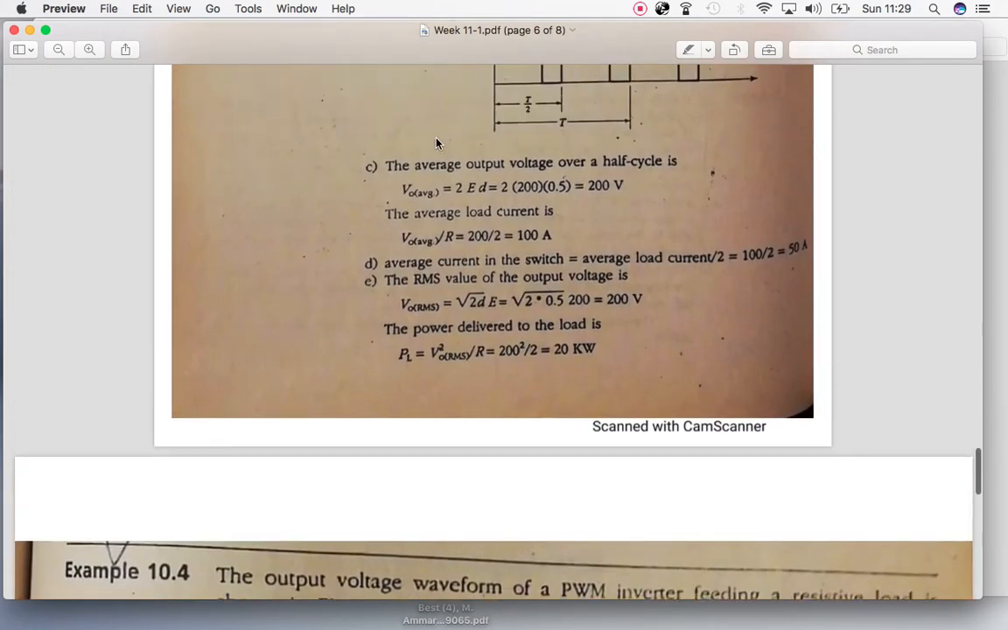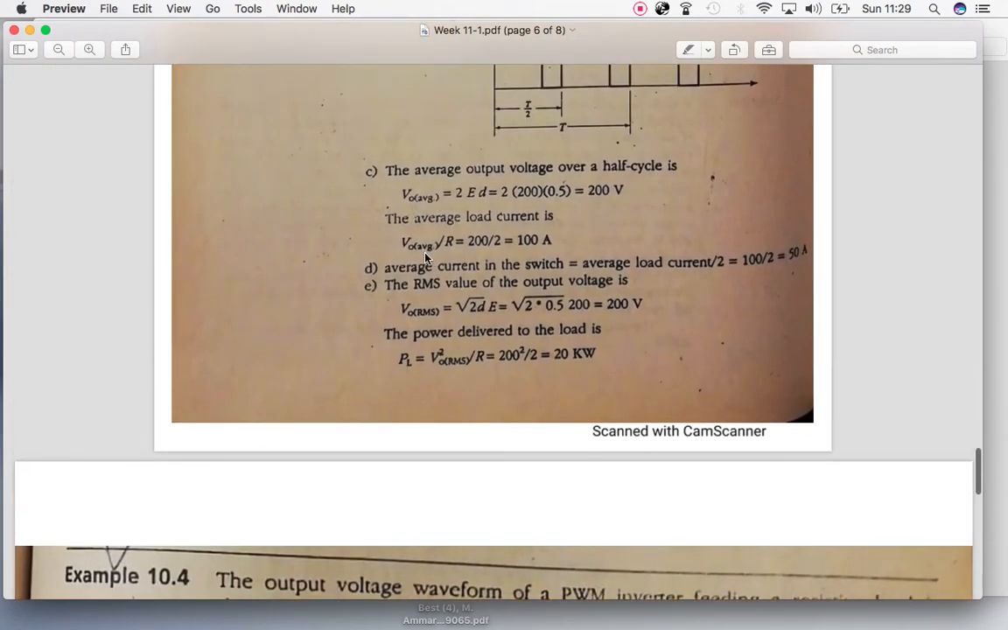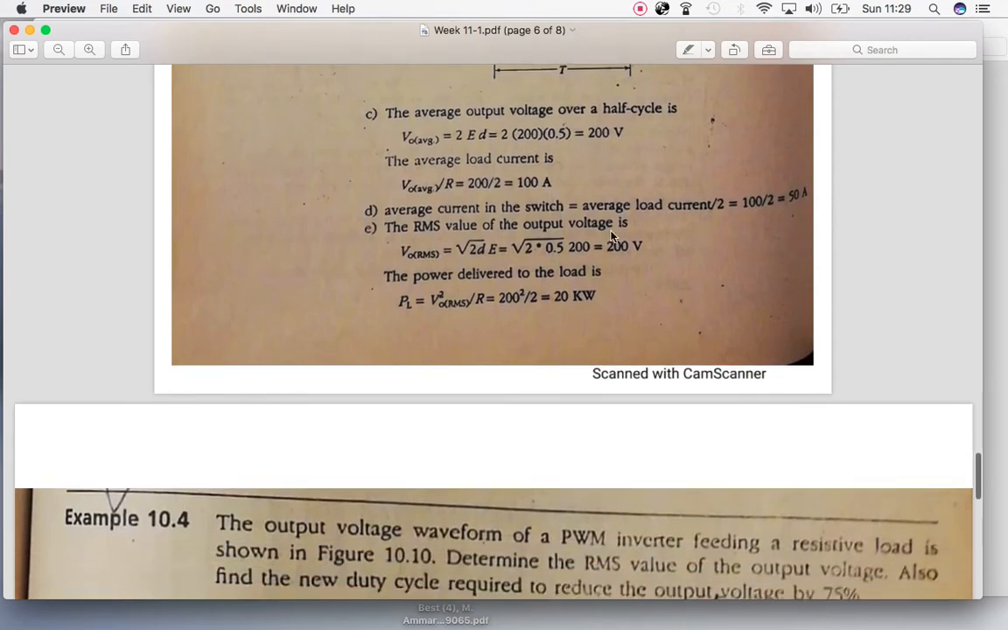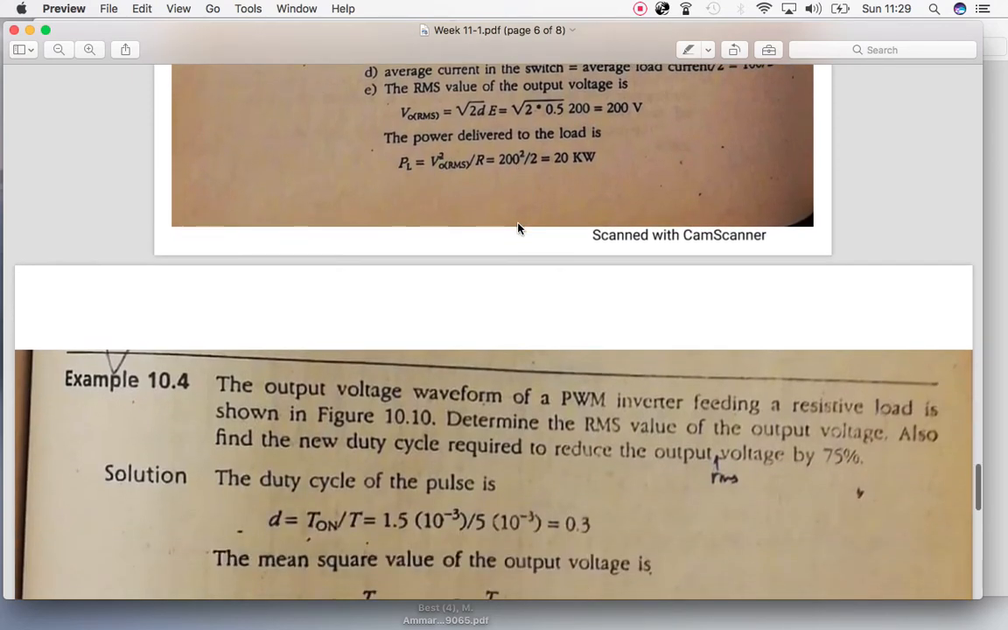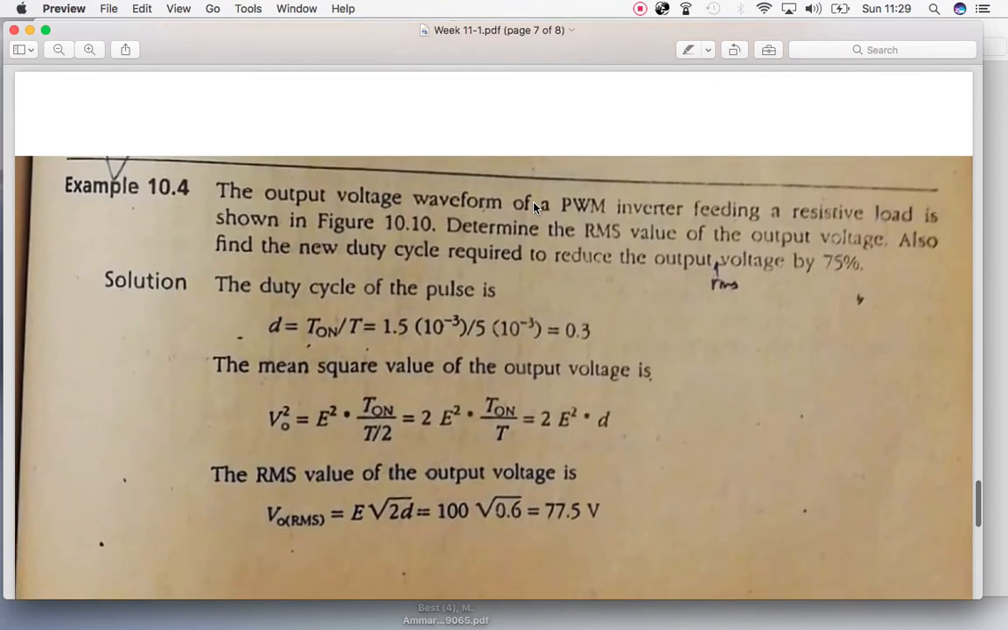And then we have to calculate the average load current. For that we calculate the average output voltage by this formula, and divide it by the resistance to get the average load current. The current passing through each switch: because we have two half cycles, one in the positive and the other in the negative direction, the current will be divided by 2 with this formula, and the current passing through each switch will be 50 amps. Then you can calculate the VRMS voltage with this formula, and the power at the load side with this formula.